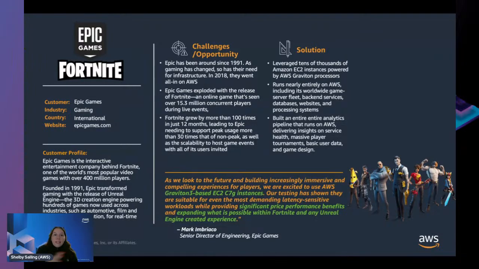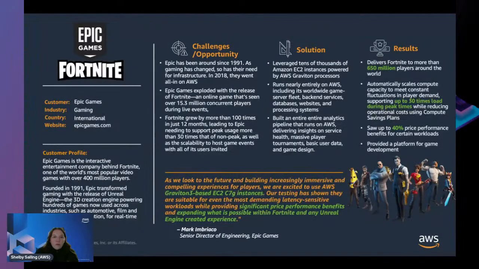Fortnite runs nearly entirely on AWS, including its worldwide game server fleet, backend services, databases, websites, processing systems. They built an entire analytics pipeline that runs on AWS that delivers insights on service health back to the developers, and massive player tournament analytics, basic user data, and game design.